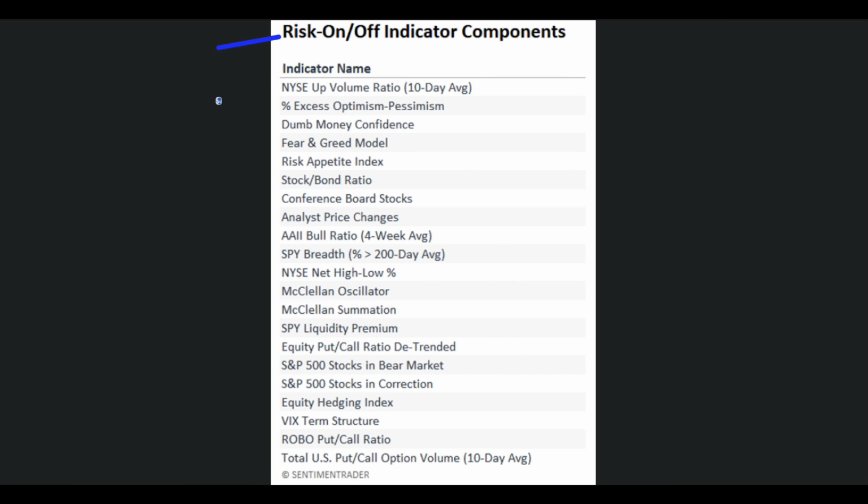So this is the risk on, risk off indicator. And this shows the components. And so you can see for yourself what they are, whether they're taking the summation, McClellan, net highs, stocks and correlation, bear market, total put call volume, AAII bull ratio, fear greed, stock bond ratio, excessive optimism, up volume. I really like how they're doing it. They're obviously not going to show you their calculation, but I would think that it's probably pretty close to an equal weighting. And what they want you to understand with all this is that if 90% of them are firing on all cylinders, it might be something for us to pay attention to.